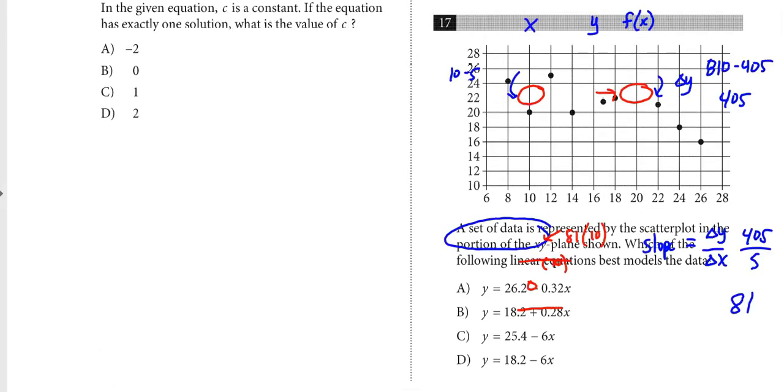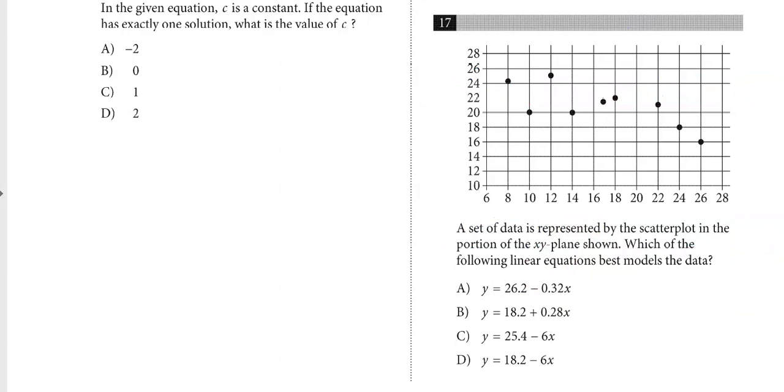All right, number 17. 17 is a scatter plot. Set of data represented by a scatter plot. Which of the following linear equations? So there's a lot of these on the SAT. They really hammer y equals mx plus b. So one of these is going to model a best fit line. If I peek at the answers, which I always do before I get started, I notice that this is written in y equals b plus mx form. They give me the y-intercept first. And I see some different y-intercepts there.